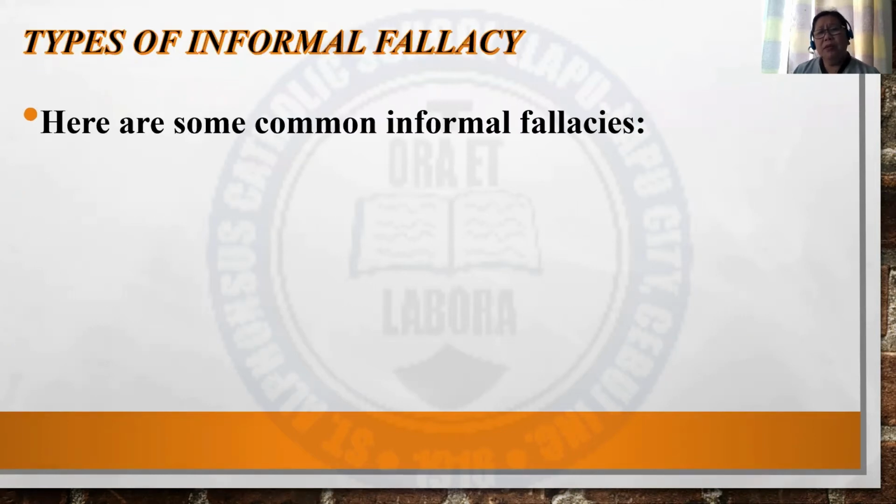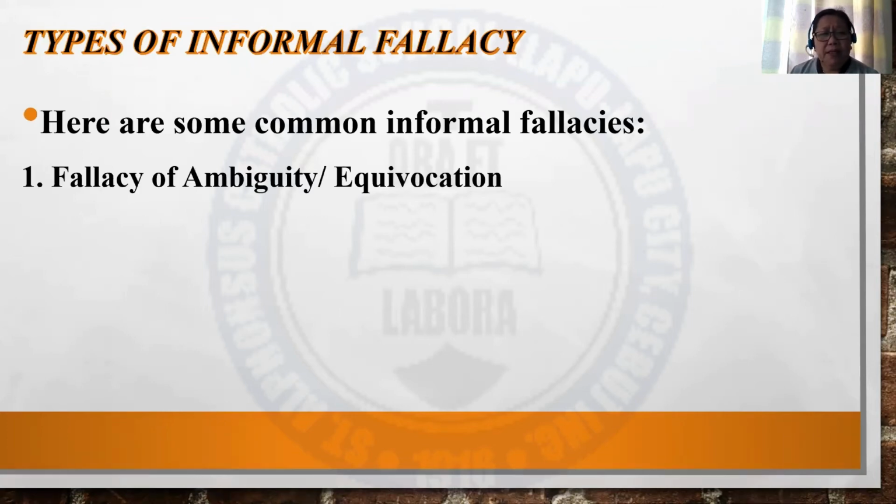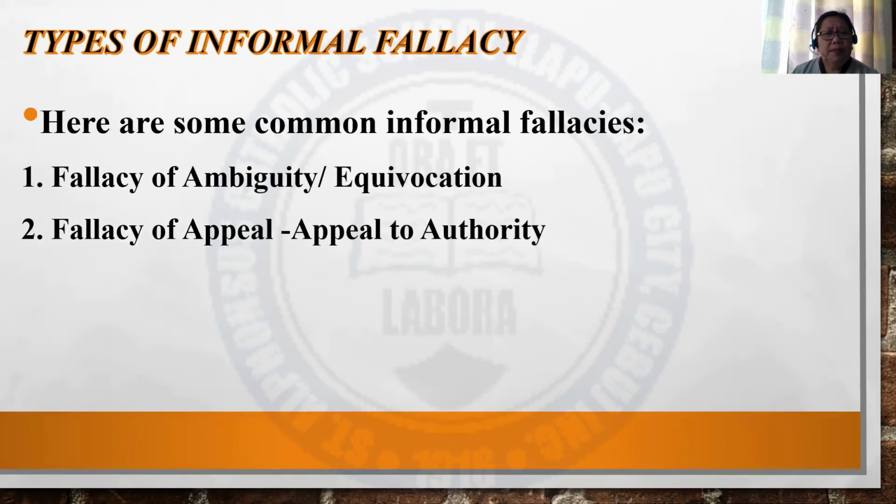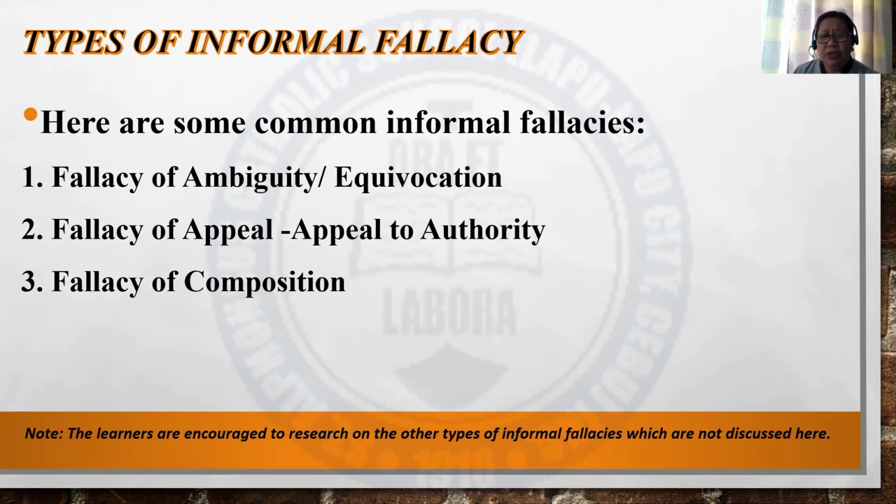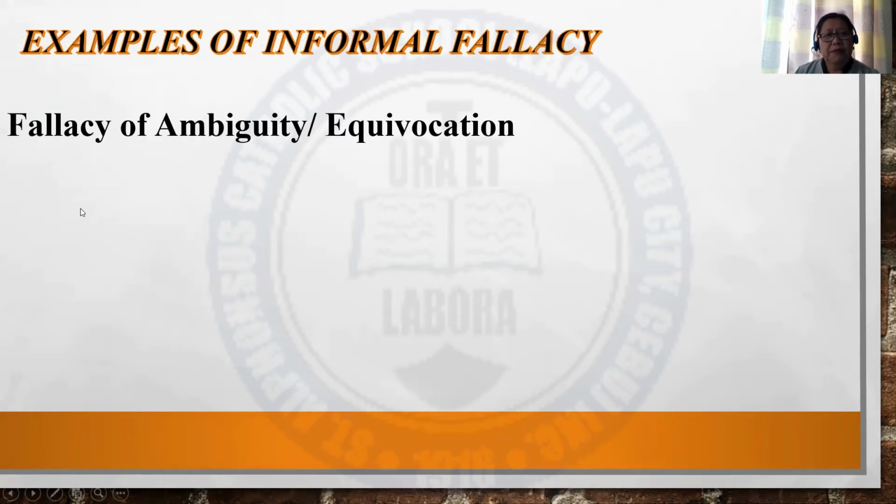Here are some common informal fallacies. One, we have the fallacy of ambiguity or equivocation. Two, fallacy of appeal, where we are using the appeal to authority. And three, fallacy of composition. So you are again encouraged to research on the other types of informal fallacies which are not discussed here. Let us have the fallacy of ambiguity or equivocation.